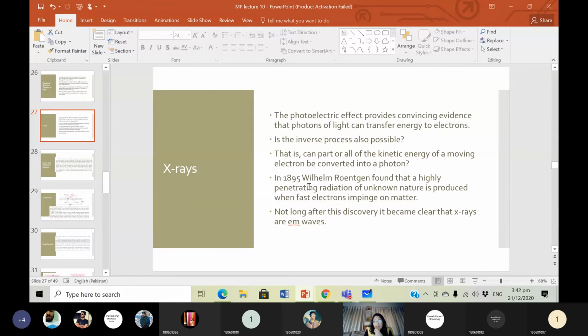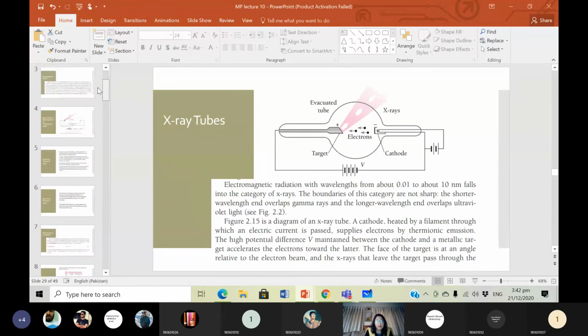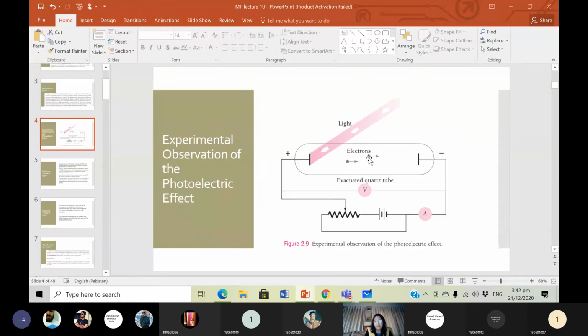So in 1895, Wilhelm Röntgen found that a highly penetrating radiation of unknown nature is produced when fast electrons impinge on matter. Basically, this is like the inverse of the photoelectric effect. What did we have in the photoelectric effect? We had light shining on a piece of metal and the electrons are released, okay?